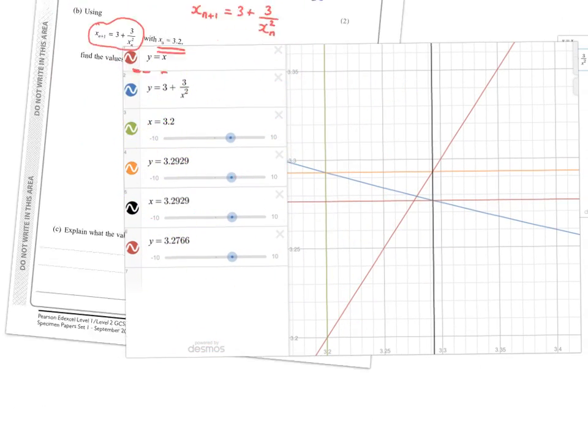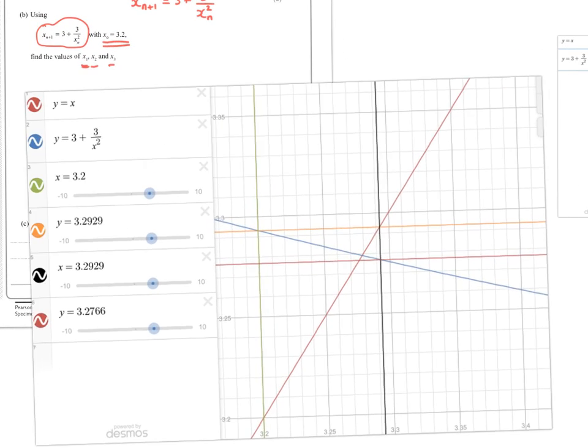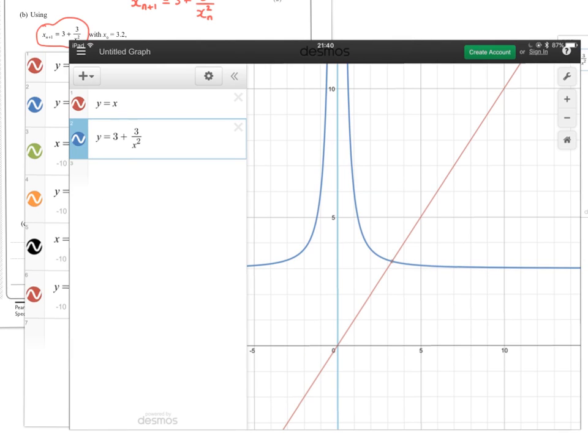So let's get rid of this here, so we can just see part of it. Now what I've actually done here is I've created a graph, and all I've done is I've graphed the left hand side here, y equals x, which you can see here. When you have an iterative form, you're always going to get x on one of the sides, so we're always comparing it to the line y equals x here, which I've done. And then I've just graphed the right hand side, which is 3 plus 3 over x squared, which I've got here.